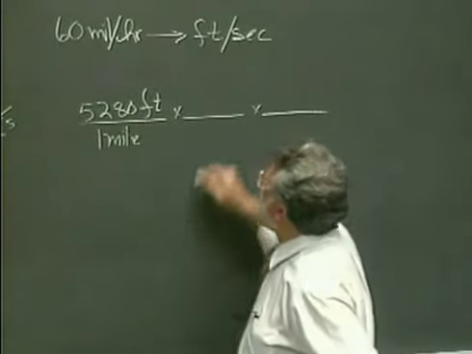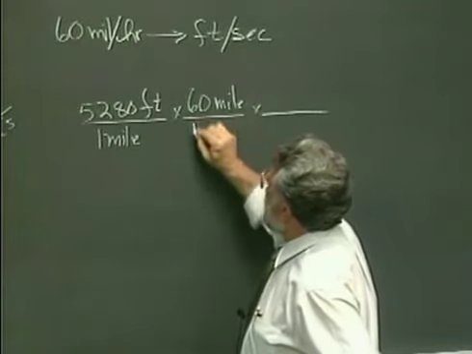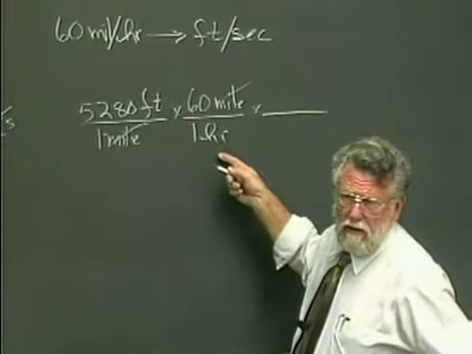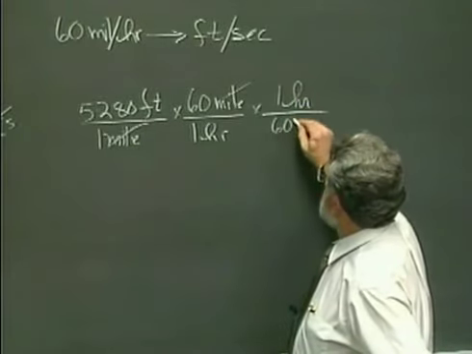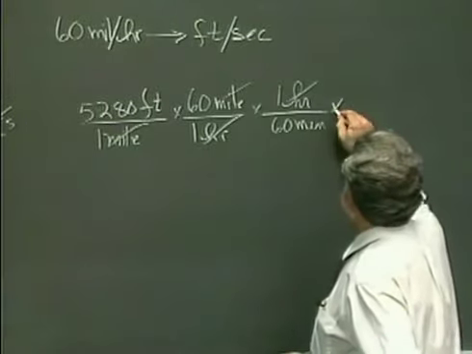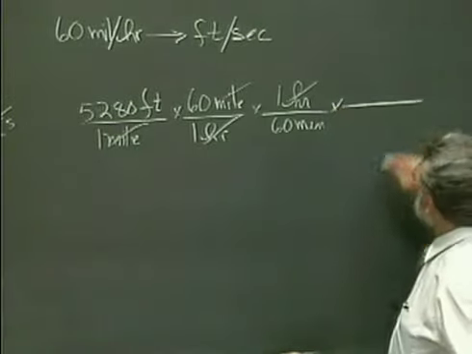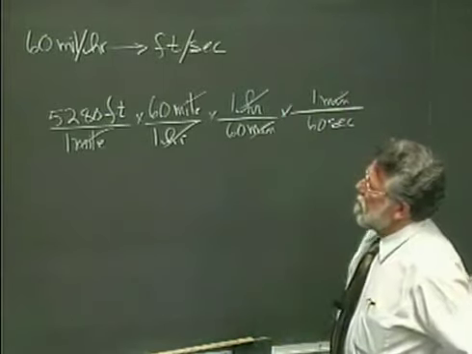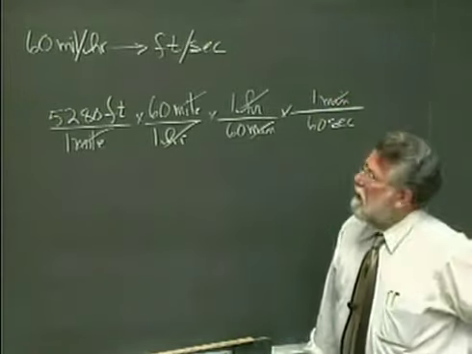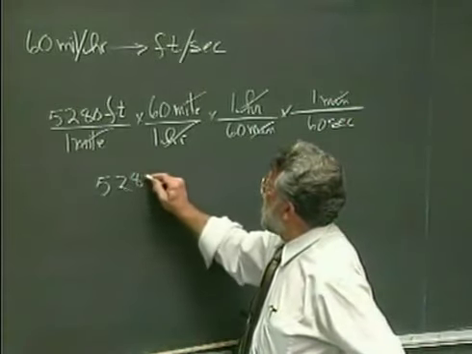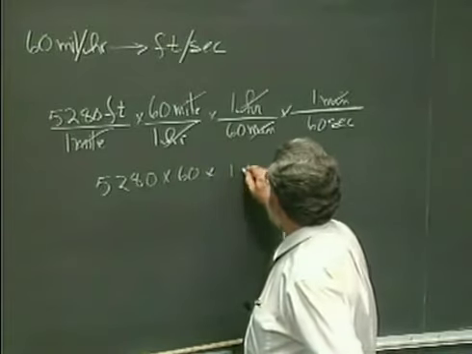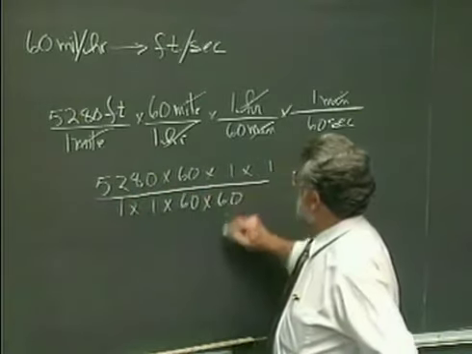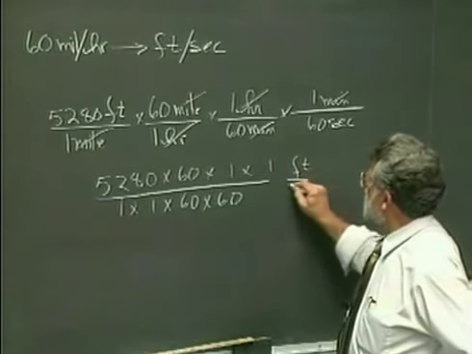And then I can do what? The 60 miles over the 1 hour. Now what? I managed to get rid of miles, and I have feet per hour. So 1 hour, 60 minutes. That goes out. But I wanted seconds, so I'm going to have 1 minute, 60 seconds. And now I have feet over seconds, and I basically am done. So the 5,280 times 60 times 1 times 1 over 1 times 1 times 60 times 60. This will be in terms of feet over seconds.